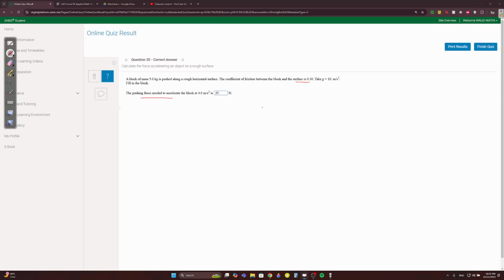Okay. FBD. Y-axis. X-axis. First, we start with our weight and normal, right? Weight, mg. 5 times 10. Let's just do it now to save ourselves some time. And then normal up, always. Being pushed to the right. Let's say it's pushed to the right with force F. It was pushed back with friction, because it said friction.